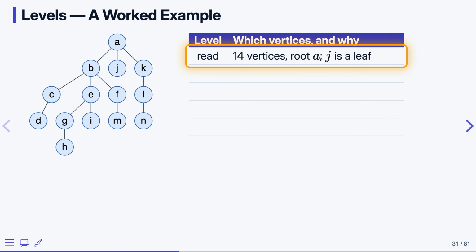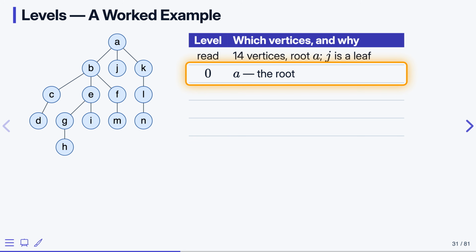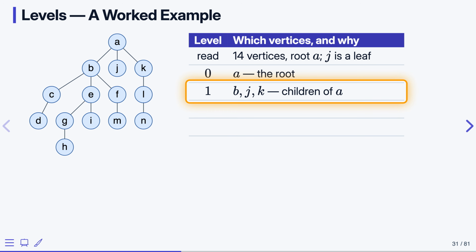First, read the picture. There are 14 dots. The root is A and it has 3 children. Notice that J is a leaf. It has no children at all. Level 0 holds just the root, A. Level 1 holds the children of A, those are B, J, and K.